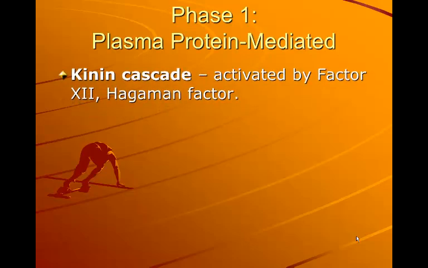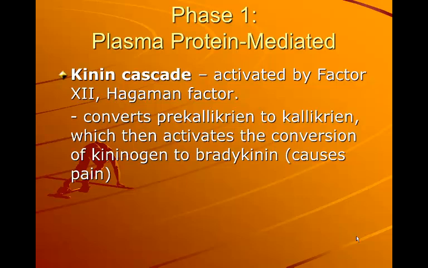Kinin cascade. Activated by factor 7 and Hageman factor. Converts pre-kallikrein to kallikrein, which then activates the conversion of kininogen to bradykinin, which we talked about before. It does cause pain.